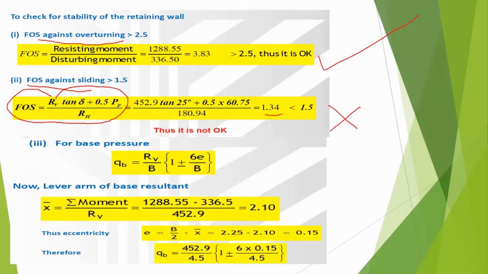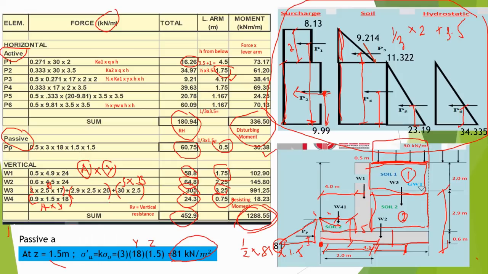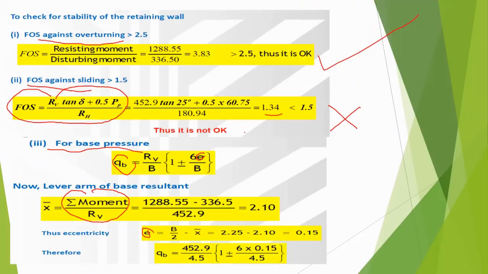But for how to do the base pressure, use this formula. Easy. To find E, this is the formula for E, eccentricity. Actually, to find X bar, this is the formula. That's why I memorise the formula: summation of moment equals resisting moment minus disturbing moment. That is a must. Actually, it is disturbing moment minus resisting moment, this is the actual way. Divide by the vertical reaction. This is the vertical reaction. So you can get 2.10. Okay, settle.